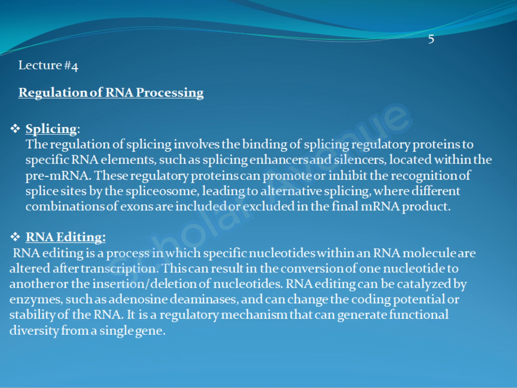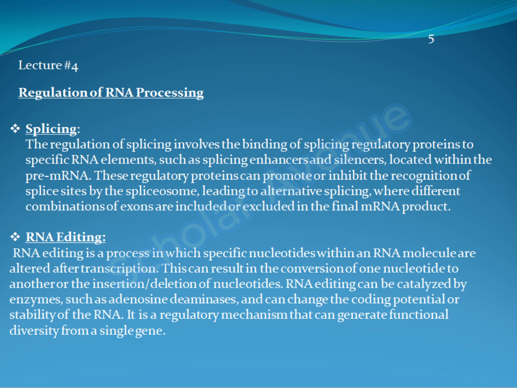The regulation of splicing involves the binding of splicing regulatory proteins to specific RNA elements, such as splicing enhancers and silencers, located within the pre-mRNA. These regulatory proteins can promote or inhibit the recognition of splice sites by the spliceosome, leading to alternative splicing, where different combinations of exons are included or excluded in the final mRNA product.